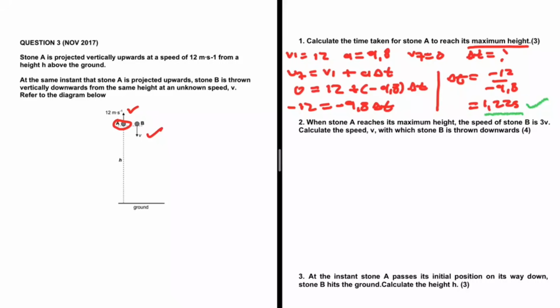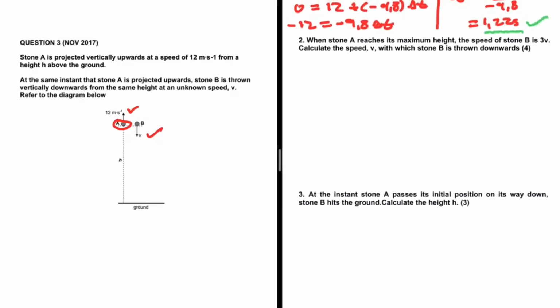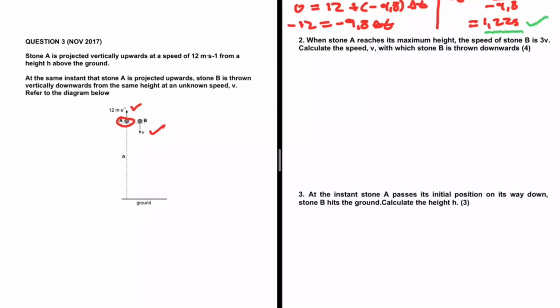Question 2. It says that when stone A reaches its maximum height, the speed of stone B is 3v. They are projected at the same time, right? When stone A is being projected upwards, stone B is being projected downwards with an initial velocity of v. But when stone A reaches its maximum height in 1.22 seconds, the speed of stone B is 3v. The question is saying calculate the speed v with which the stone B is thrown downwards.